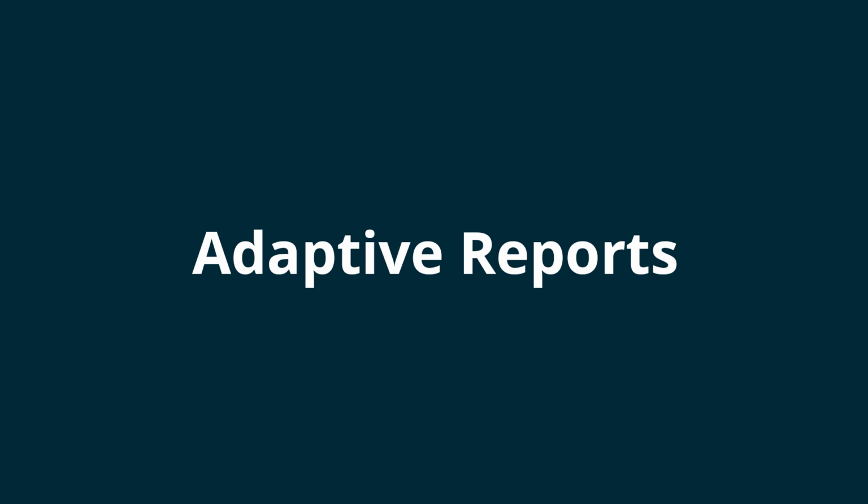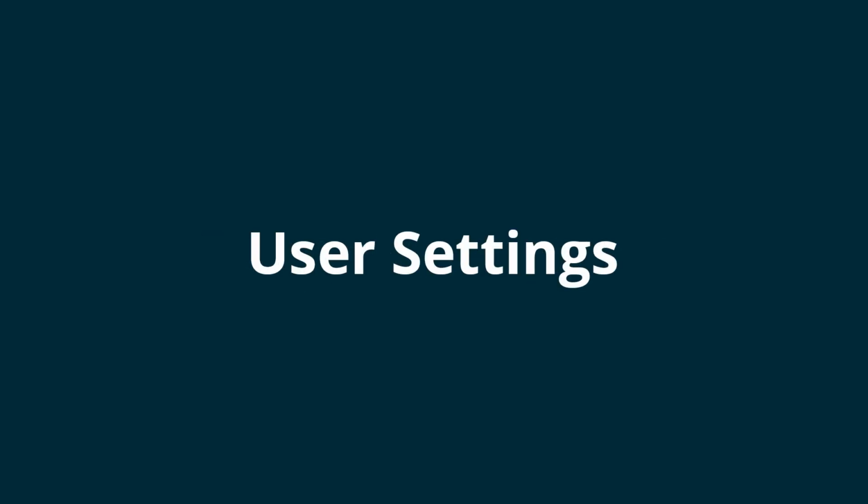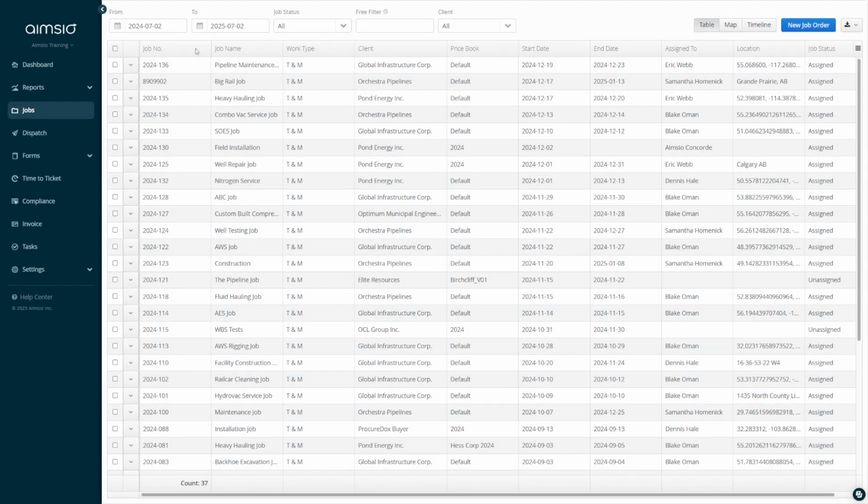Each Aimsio account provides access to a substantial amount of data, but some of this information may not be pertinent to every user. Aimsio makes it easy to adjust how your reports are presented and can remember your preferences the next time you return. By default, Aimsio will store a user's column preferences each time they log in. To ensure your preferences are saved, always sign out at the end of your Aimsio session.